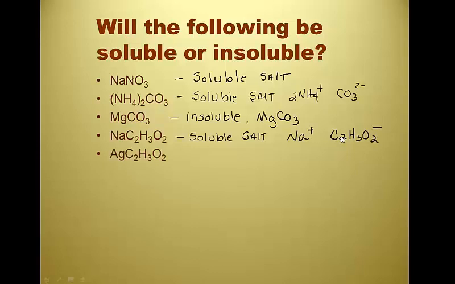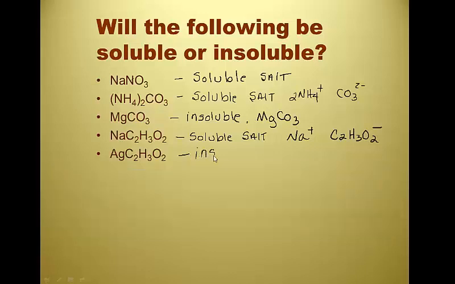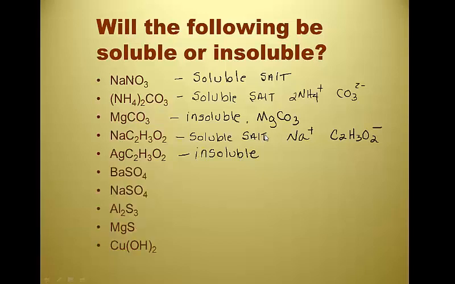Well, I just read you the rule for the solubility of the acetate anion. Salts of the acetate ion are soluble except for silver acetate. So this guy is going to be insoluble. All right, try the rest on your own. Put it on pause and see if you can determine if these are soluble or insoluble based on solubility rules or the little trick I just gave you about group 1A and ammonium.